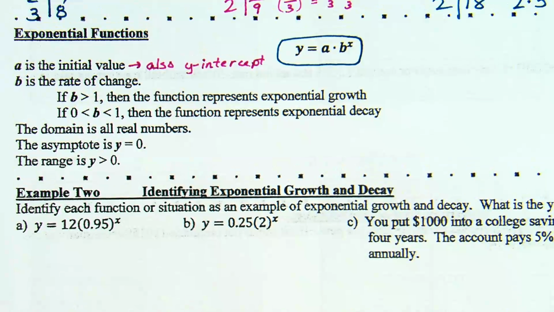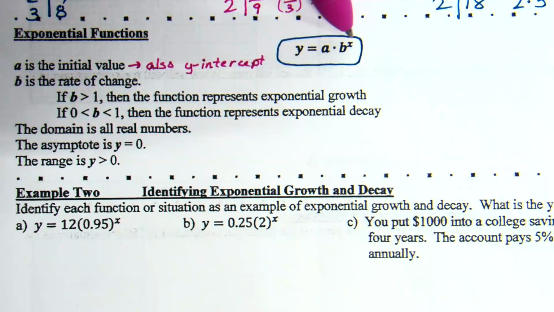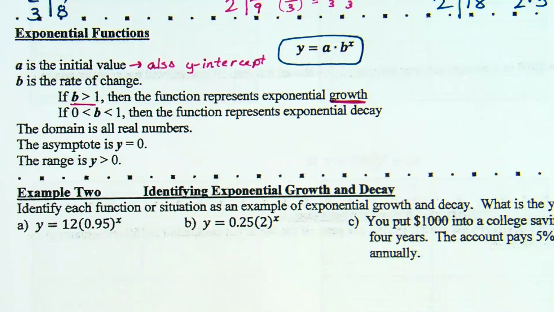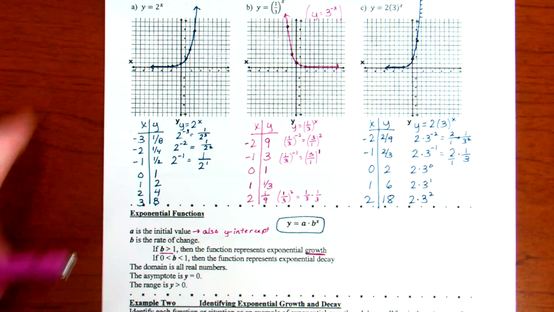Okay. B is your rate of change. When I talk about the b value, the b value is the value that's raised to an exponent, right? If the b value is greater than 1, then the function represents exponential growth. This is assuming you're raised to just a regular x. Because what happened on examples A and C up above? My graph started gradually and then it went up, yes? A and C are examples of exponential growth.